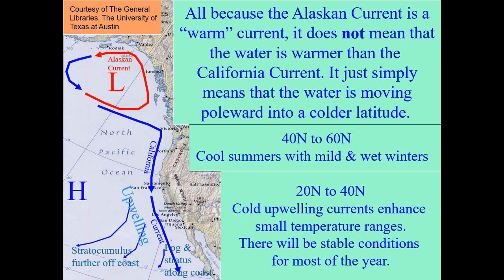And again, between 40 degrees north and 60 degrees north along the U.S. West Coast, you have cool summers with mild and wet winters. Portland and Seattle will be a great example of this. And then between 20 and 40 degrees north latitude along the west coast, you have these colder upwelling currents which enhance the smaller temperature ranges, and there's generally stable conditions on the east side of that semi-permanent high there off the coast of California.